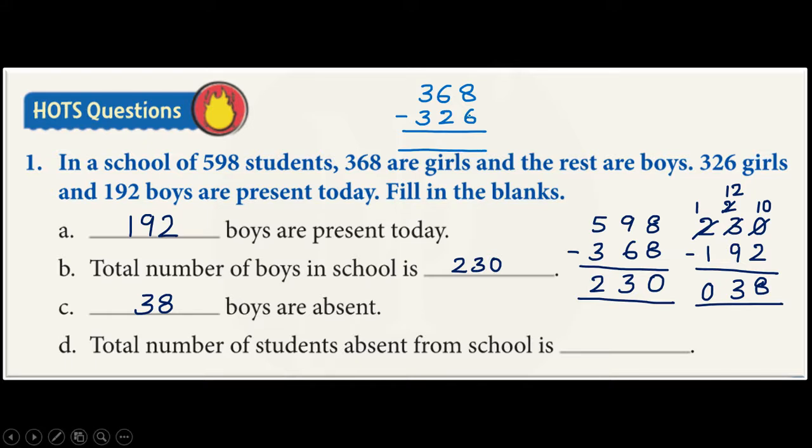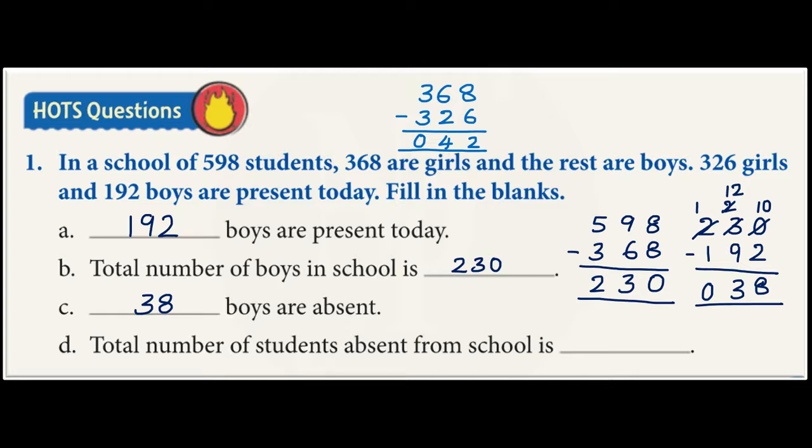Let's subtract now. So 8 minus 6 is 2. Subtracting 2 tens from 6 tens, we get 4 tens. We write 4 here. And here 3 minus 3 is 0. We get 42. So this is the number of girls absent today.